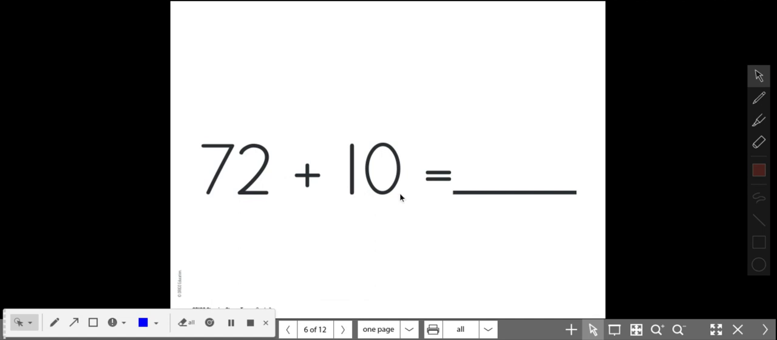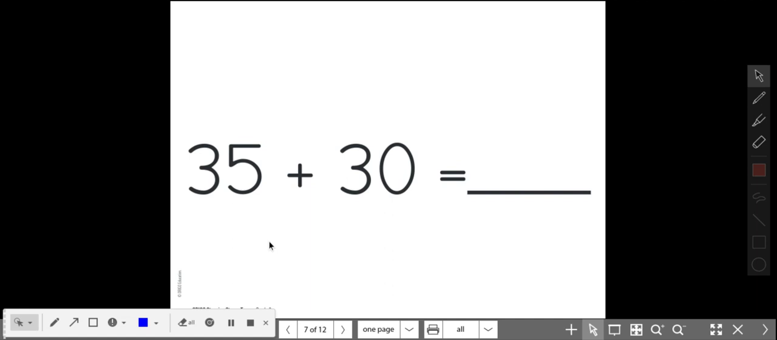Now I have 72 plus 10. So 7 plus 1 is 8. And then 2 plus 0 is 2. What about this one? 3 plus 3 is 6. And 5 plus 0 is 5.